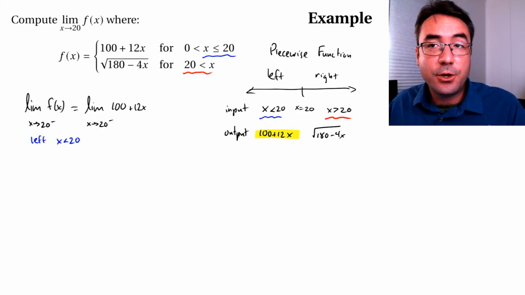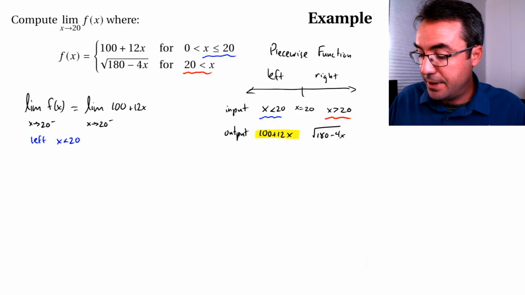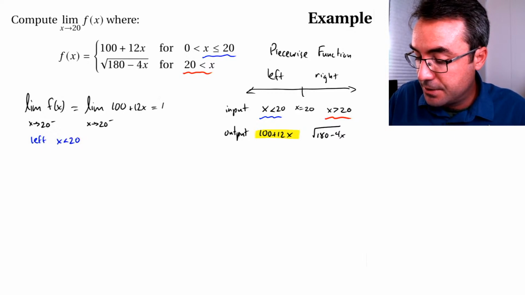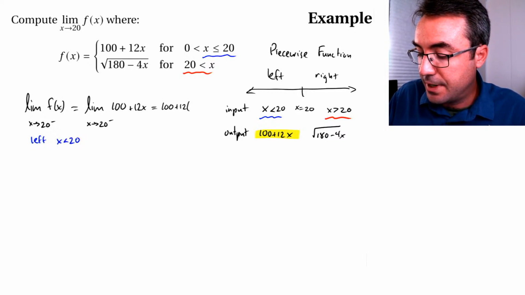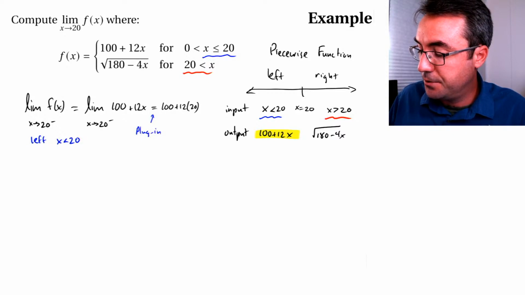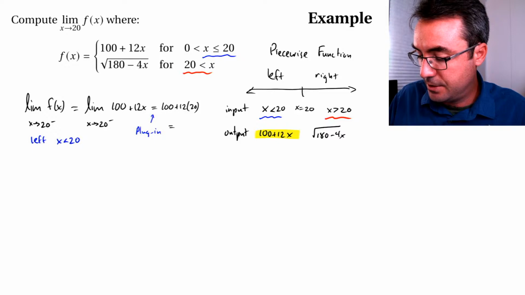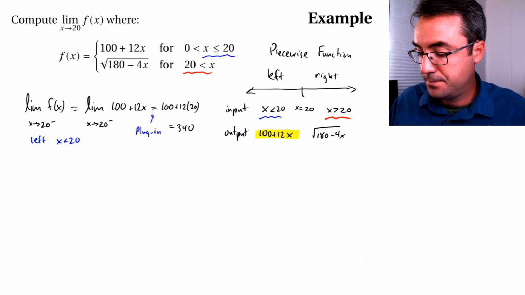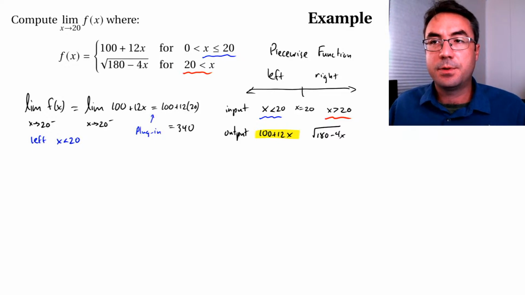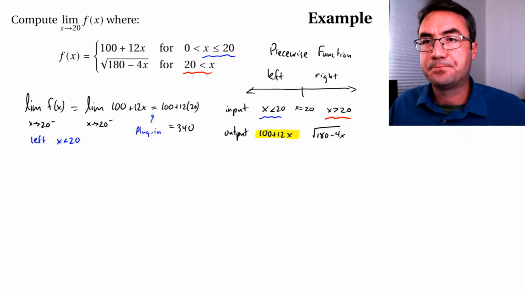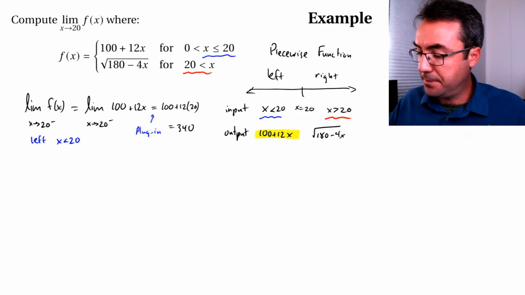Now that's just a polynomial, so the way we do the limit is by just plugging in. So we get 100 plus 12 times 20. Just a nice simple function that we can plug into. And what do we get? We get 340. So 100 plus 240, 340. All right, so that's the left-hand limit.